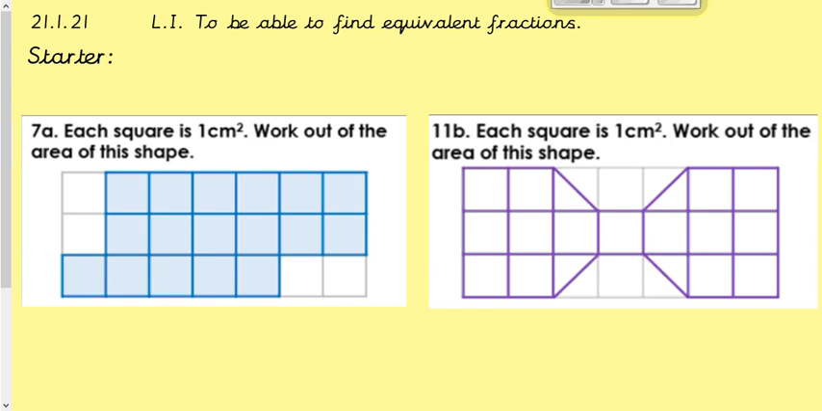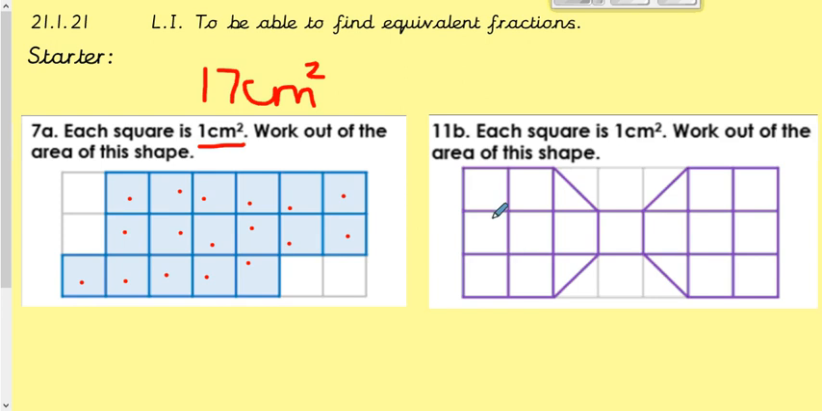Okay, hopefully you managed to have a go at some of those questions. I'll go through the blue one first. So we had to find out the area. So remember, to find out the area, you have to count the squares, okay? So 1, 2, 3, 4, 5, 6, 7, 8, 9, 10, 11, 12, 13, 14, 15, 16, 17. So it's 17. Now, each square is 1 centimetre squared, therefore it's 17 centimetres squared because you've got to have the measurement on the end, okay?